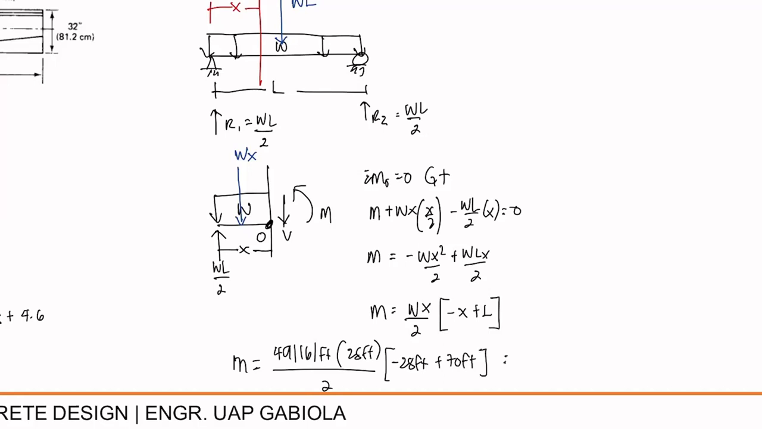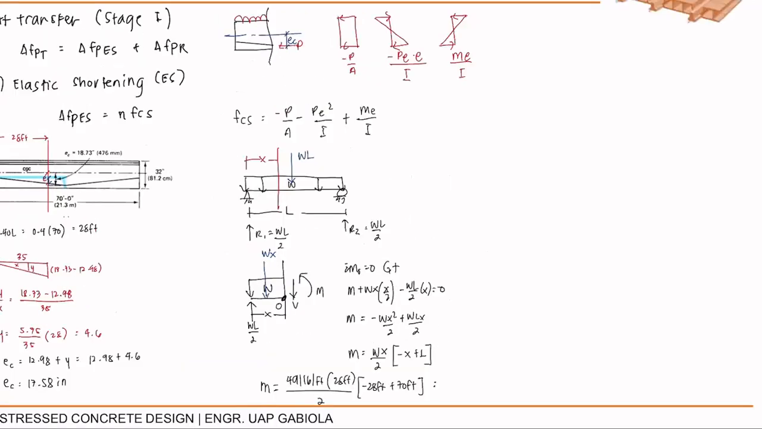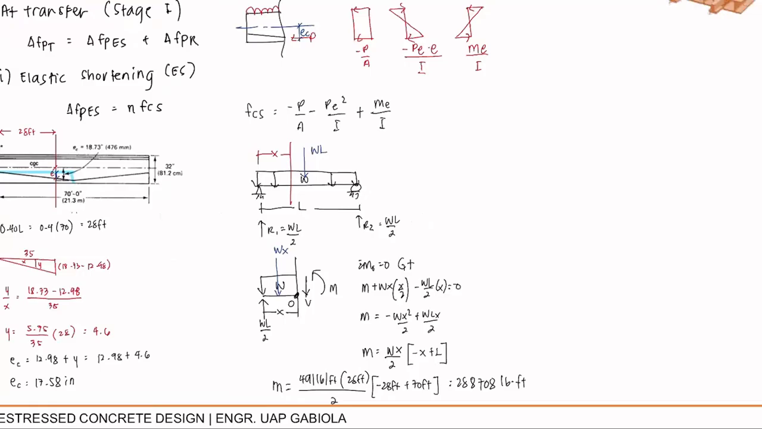Okay? Yung moment natin. So kung hindi nyo tanda mag-cut ng section ng ganyan, paki-review na po agad ng theory nila, no? Theory of structures. Kasi hindi laging simply supported ang condition natin. Okay? Negative 28 plus 70. So we have a value of moment na 288,708 pound foot. Okay? So meron na tayong moment.